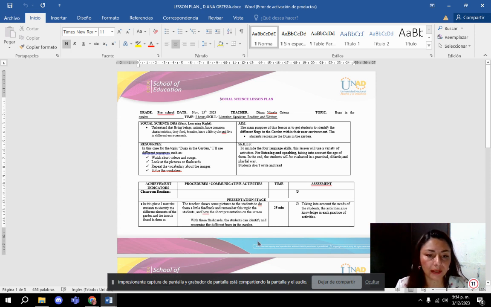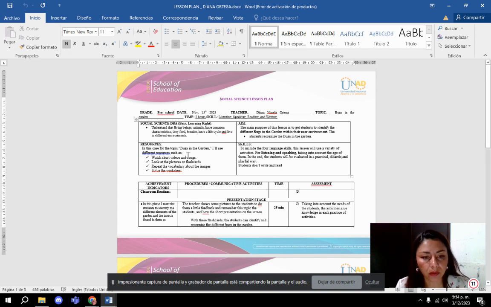The lesson plan has the main objective to get students to identify the different bugs in the garden within their near environments. The students recognize the bugs or insects in the garden.